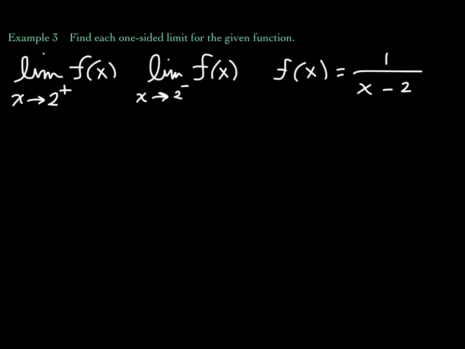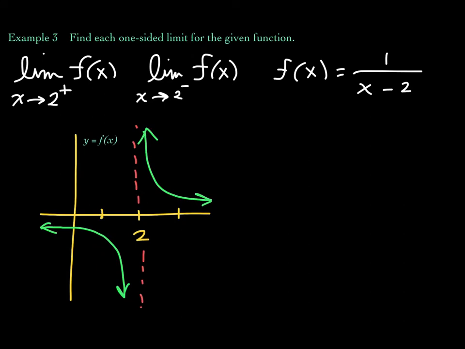All right, let's try this example here. We want to find each of these one-sided limits for this given function. I invite you to pause the video here and use a graphical approach to find these one-sided limits if they exist. So go ahead and graph this function and then answer these two questions. Go ahead and pause the video here and give this a shot. I hope this is the graph that you found. Notice that this is just the basic reciprocal function moved 2 units to the right.